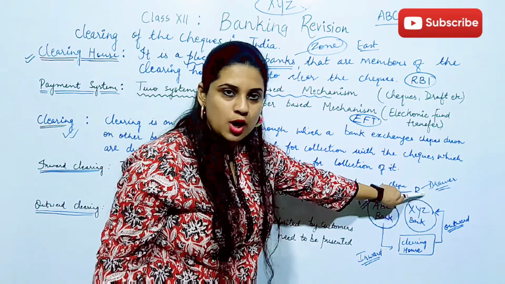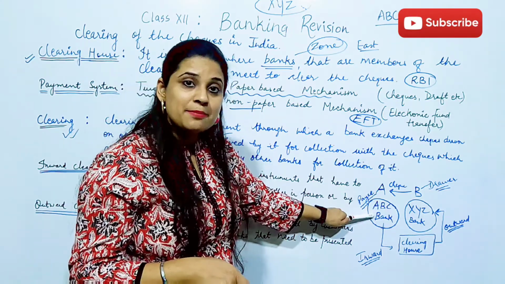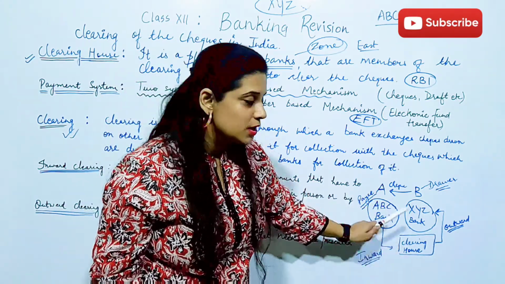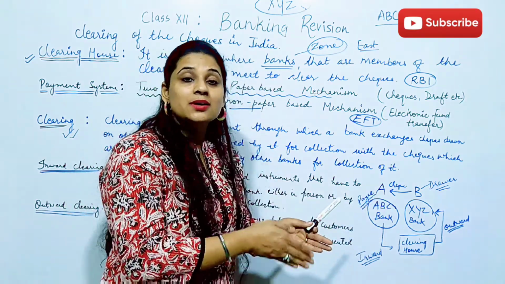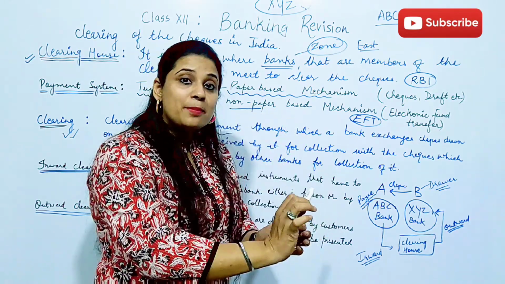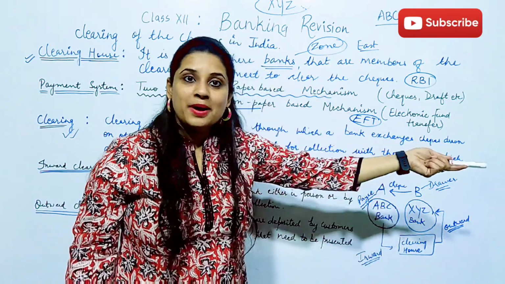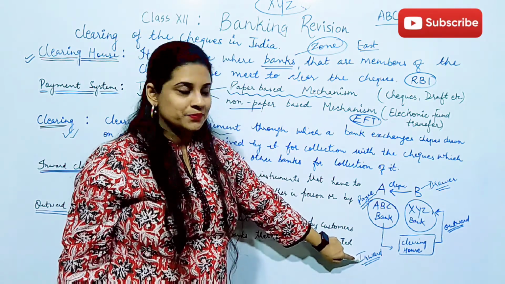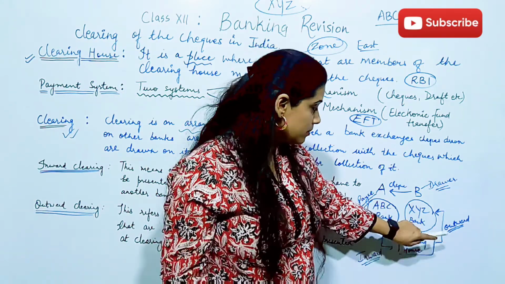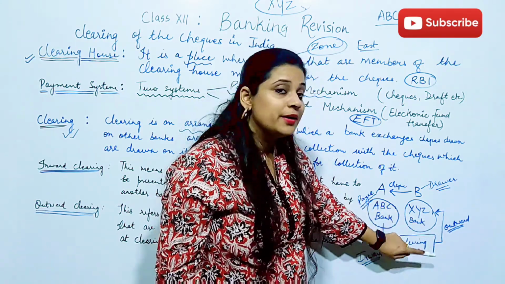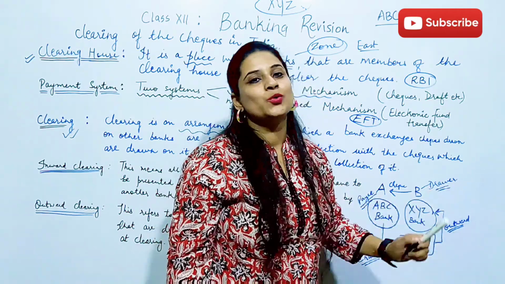So B is the drawer, and gave the check to A. A deposited the check in the bank branch. Then ABC bank branch deposited the check to the clearing house. So when this is happening, this is inward clearing, right? When a customer is depositing the check to the bank and the bank is actually depositing the check to the clearing house for getting the payment from another bank, this is inward clearing. And then what is the clearing house going to do? The clearing house is going to get the payment from XYZ bank. So when the clearing house gives the check to XYZ bank, that is known as outward clearing.